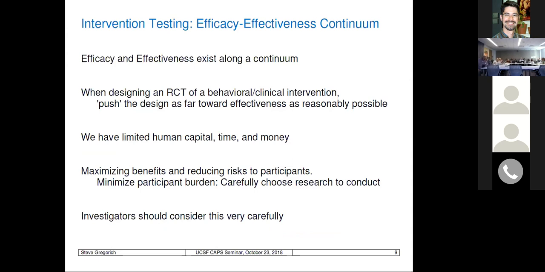We don't want to be efficacy all the way unless we have to be, because if you unnecessarily have too much of an efficacy focus, it just means that you're going to have to conduct more research before you get down the road toward effectiveness. It means that you need to recruit more participants into studies, means that you're putting more participants at risk because of extra research that's not necessarily required, and it's unethical. And we don't have time. We need to move forward as fast as we can.